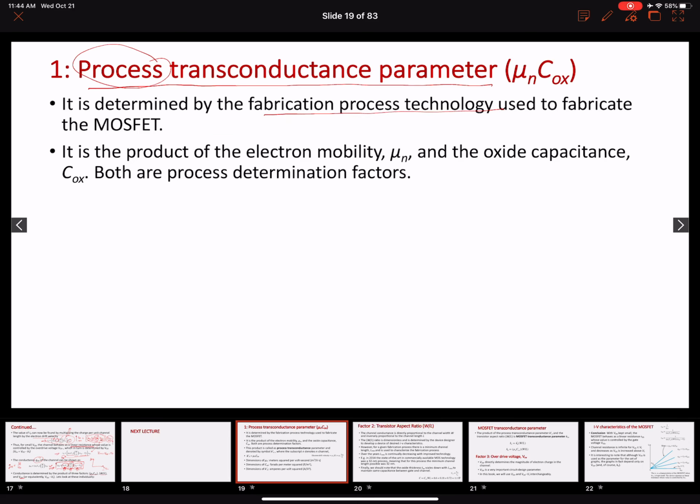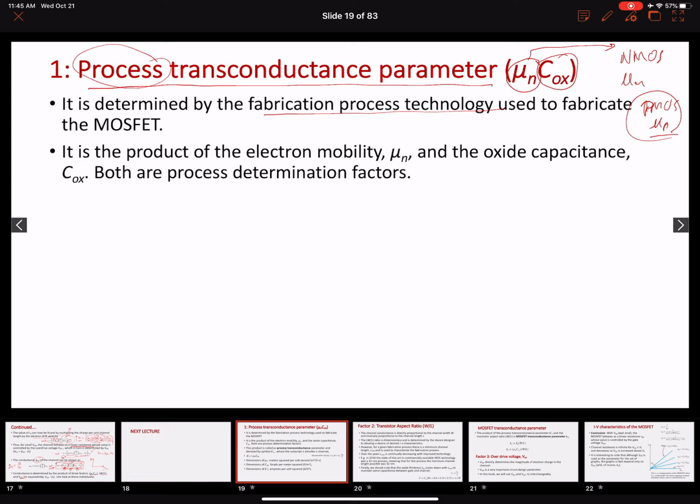This process parameter depends on two factors. One is the mobility of the electrons, and the other one is the capacitance of the oxide. Again, this mu n is the mobility of the majority charge carriers that are being collected in the channel in the particular MOS transistor. For an NMOS, these are electrons, so it will be mu n. For a PMOS, it will be mu p. So when we discuss the PMOS transistor, these specific things related to the PMOS will become more clear.